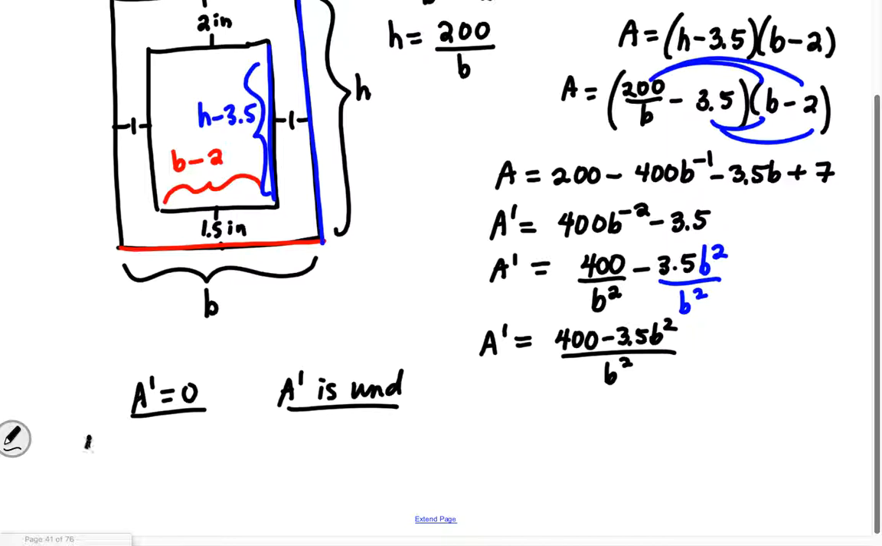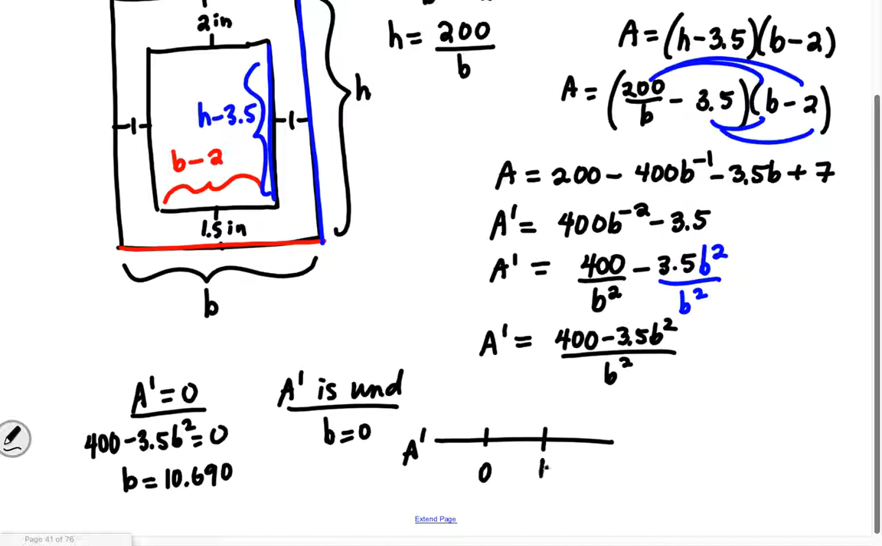So A prime equals 0 when we have 400 minus 3.5 b squared equals 0. So I take my 400 divided by my 3.5. I take the square root. I think we get like 10.690. So I'm going to store that just in case I need it to find other dimensions. So I store it as a. And then the other one is b equals 0, which makes sense, right? You can't have negatives, so that's why that's there. So when we test A prime, I have 0 and I have 10.691, and I really don't have anything on the left of 0. I can't have a negative length.